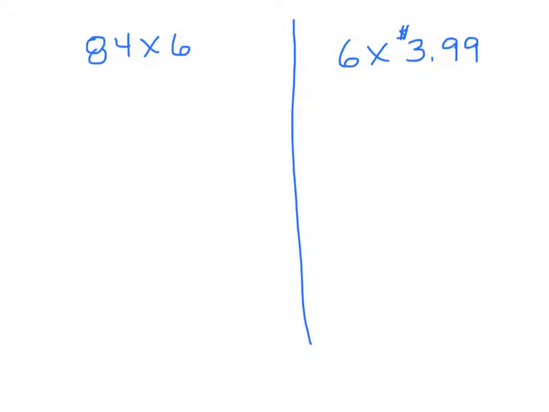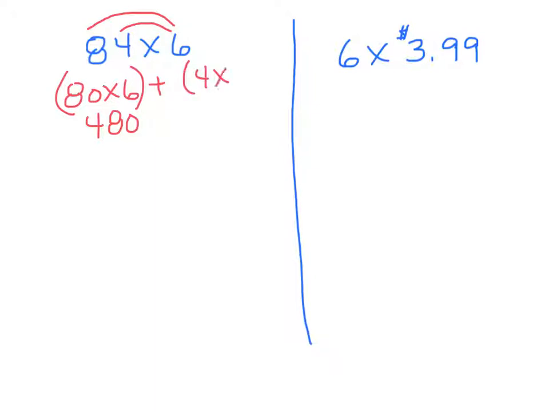Okay, hopefully you have had time to go through and do both of those problems. On the left-hand side, I asked you to do that particular problem using the distributive property of multiplication over addition. So in order to do that problem, the very first thing I would do is to multiply 80 times 6. And I know that 80 times 6 is 480. And then I would multiply 4 times 6. 4 times 6 is 24. And I would then add those two numbers together. 480 plus 24 gives me a final answer of 504.